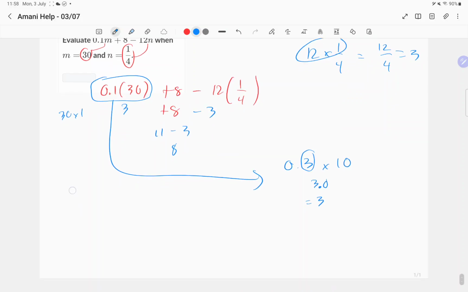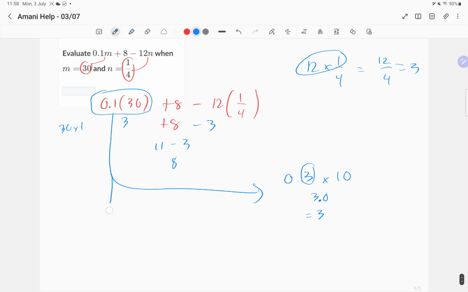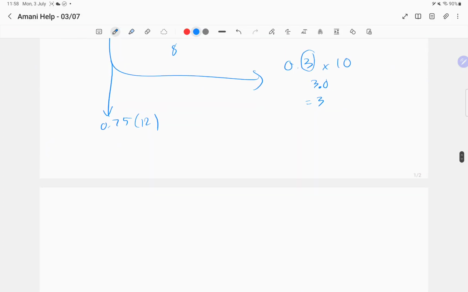Okay, another example would be 0.75 times 12, for example. There are a few ways of doing this, but again, we will go with a straightforward one, which is 75 times 12. You just have to do this multiplication here. That will give 900. There are 2 decimal places, which means you put back 2 decimal places. So the answer would be 9.0, which is just 9 wholes.